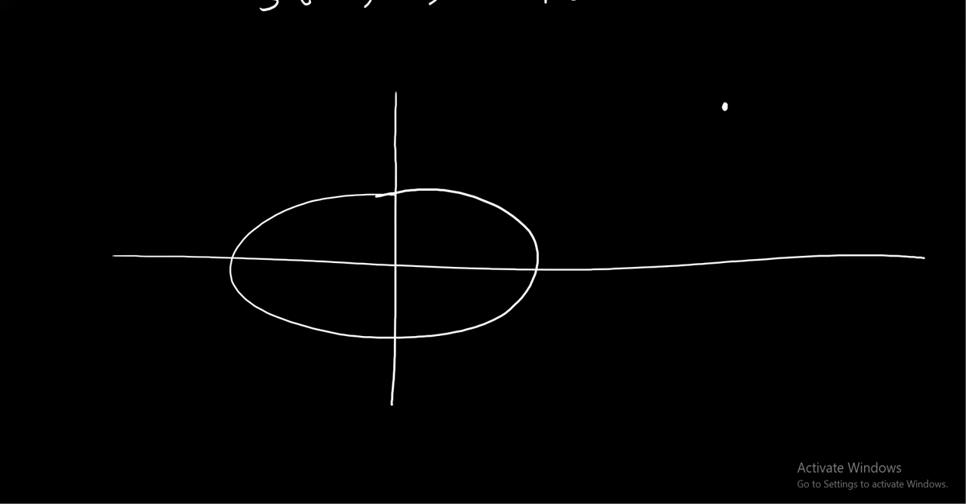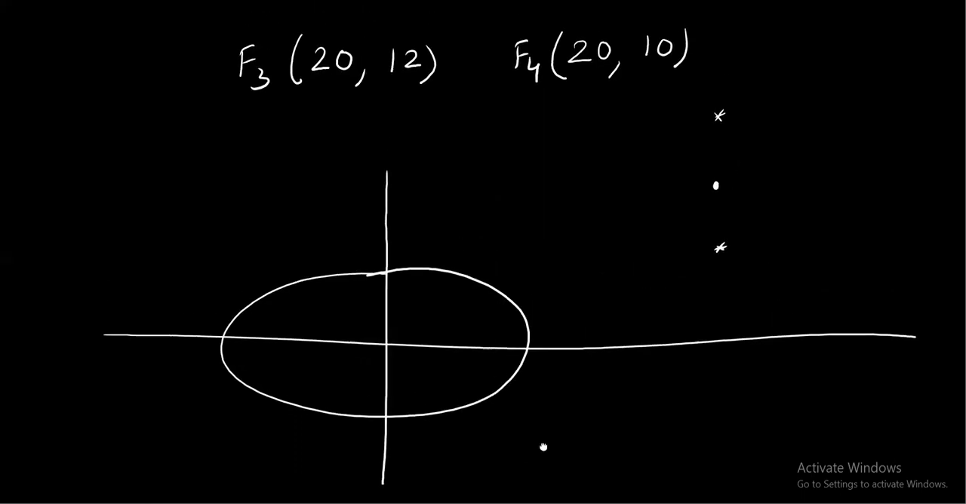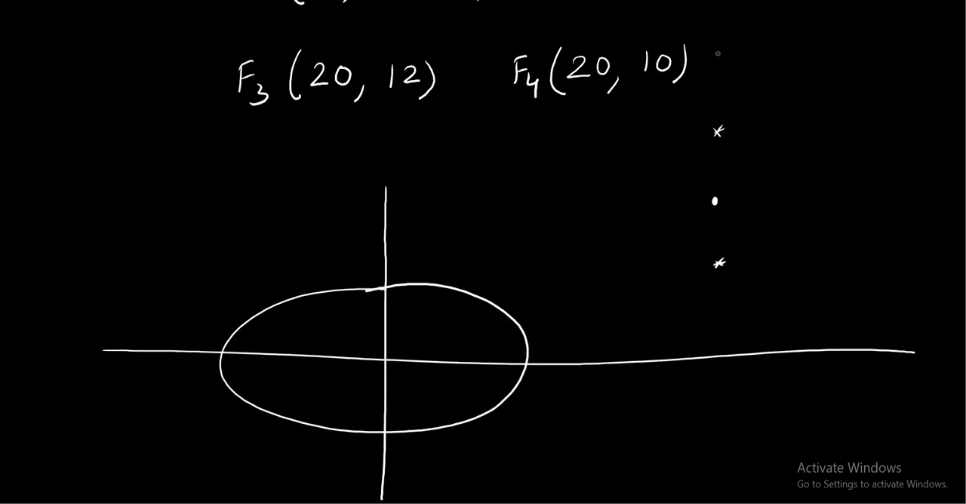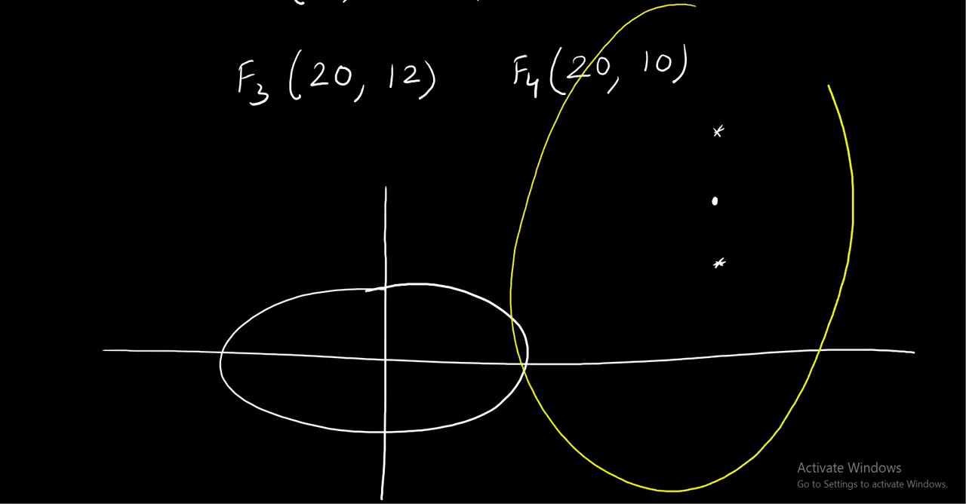ठीक है, अब इसके foci के coordinates fixed हैं. इसके foci के coordinates हमारे पास क्या आ रहे हैं 20,10 और 20,12. 20,10, 20,12. With these two foci, you have to construct the ellipse. आपको ellipse construct करना होगा. तो ठीक है, हम vertical ellipse construct कर सकते हैं. So the ellipse might be something like this, right?